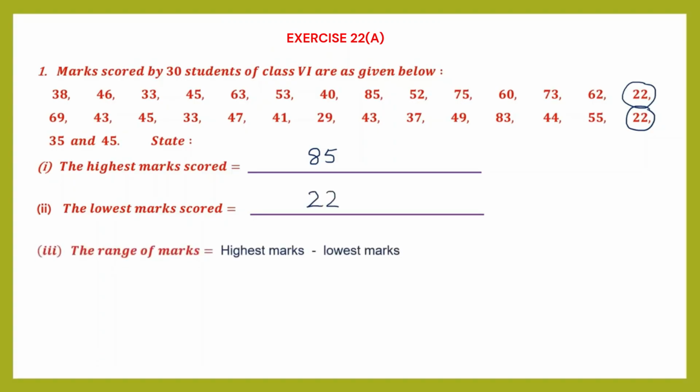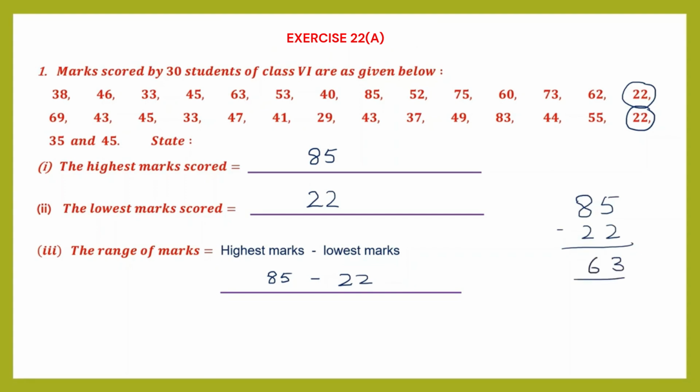Now we've been asked to find the range of marks. Range of marks we find by subtracting the lowest marks from the highest marks. So this is how we find the range. Now the highest marks are needed for this, the lowest also are needed for this. So the highest mark scored was 85 and the lowest mark is 22. Now let's subtract 85 and 22. 5 minus 2 is 3 and 8 minus 2 is 6. So the range of marks is 63.